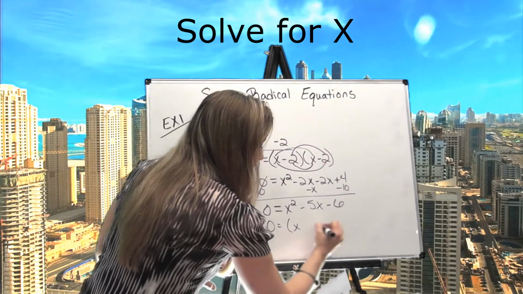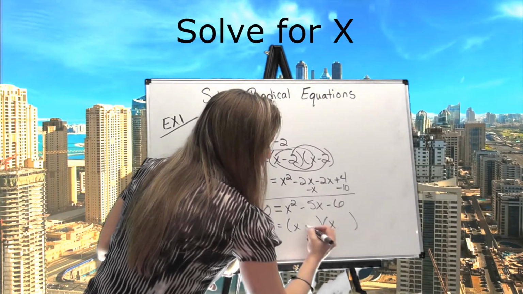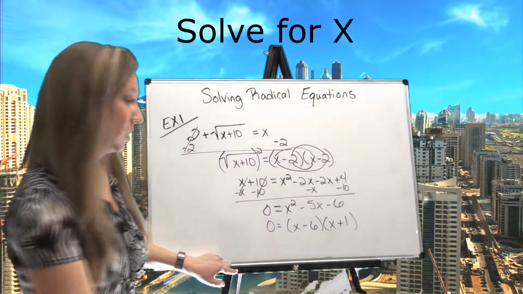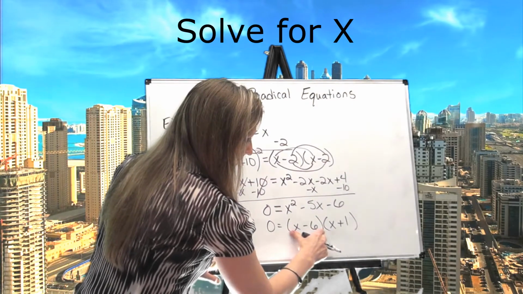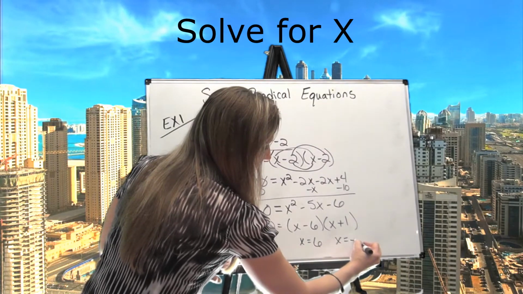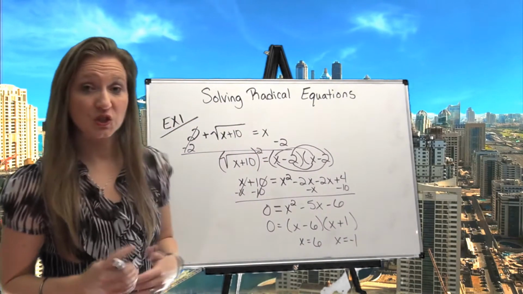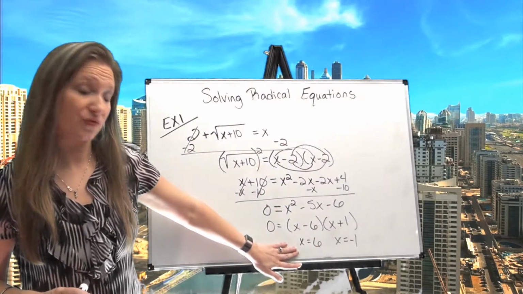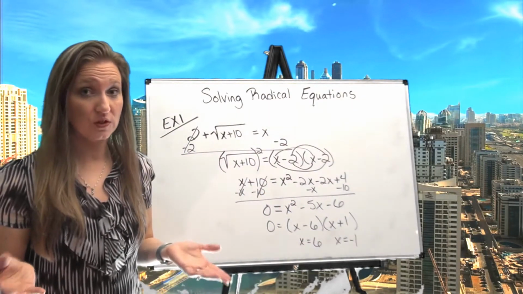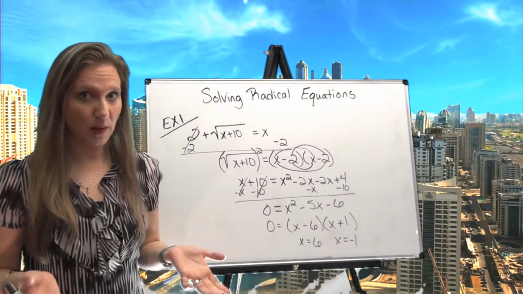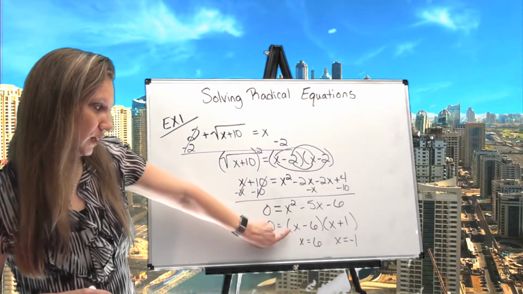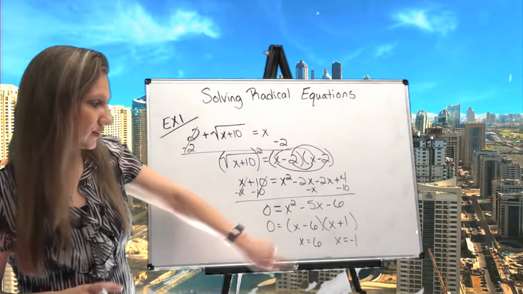Therefore, my factors are negative 6 and positive 1. So my solutions, when I set both of these equal to 0, are 6 and negative 1. So now we have found the solutions for x. If you forgot how to do the factoring, refer back to one of my other videos about how to factor using the Xbox method or by using the grouping method. That will help you get from here to find those solutions.